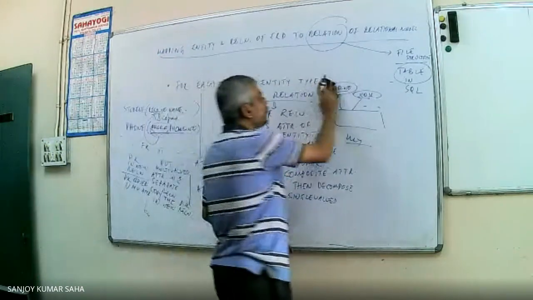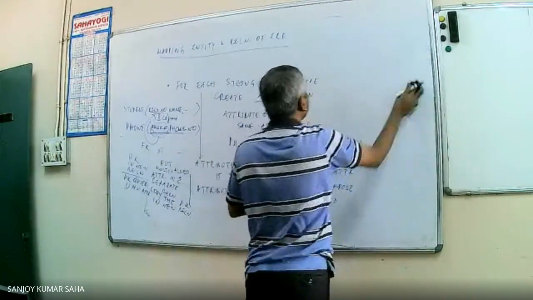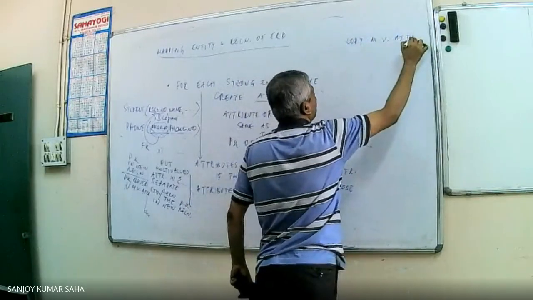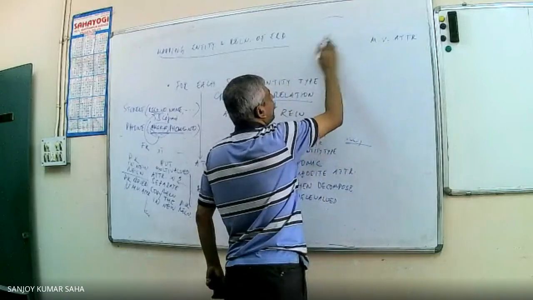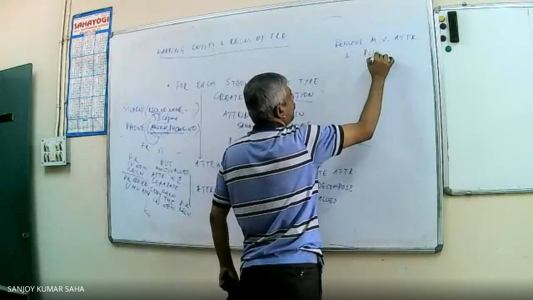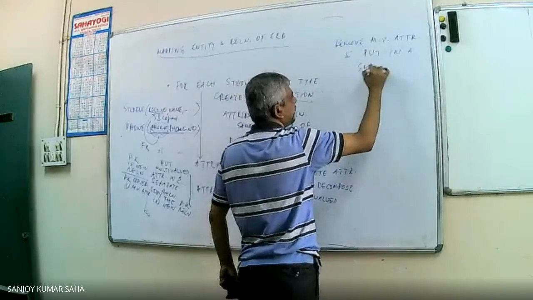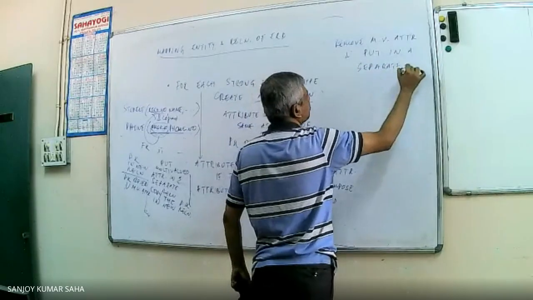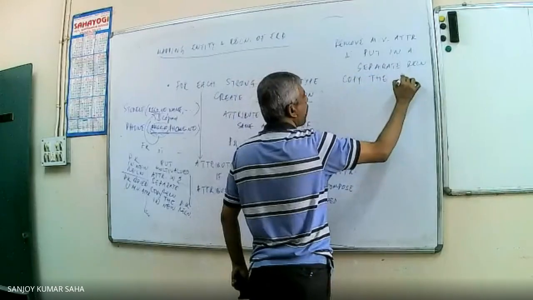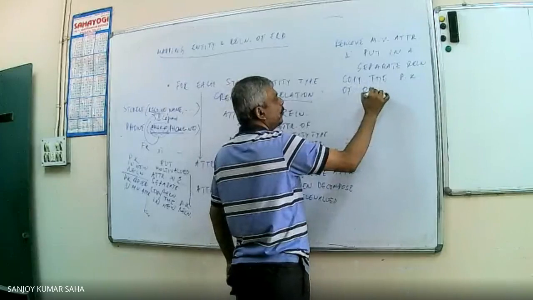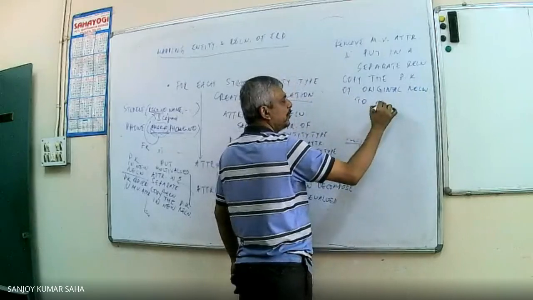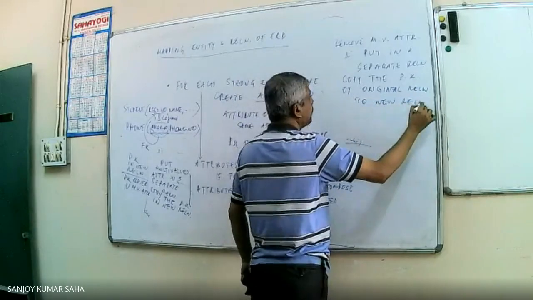So that means in order to deal with a multi-valued attribute, remove the multi-valued attribute and put it in a separate relation. Copy the primary key of the original relation to the new relation. So that is not being removed.